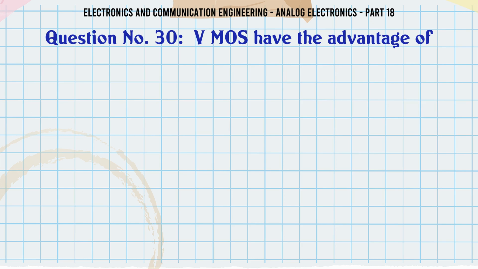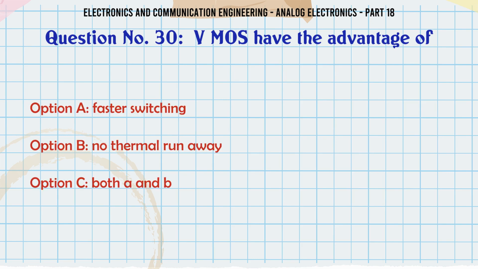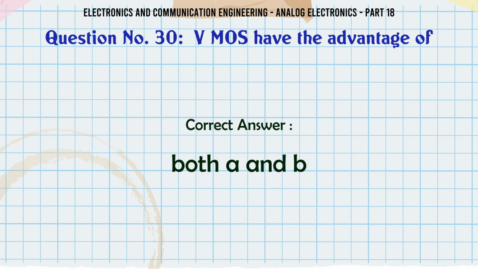MOS has the advantage of A. Faster switching. B. No thermal runaway. C. Both A and B. D. None of the above. The correct answer is both A and B.